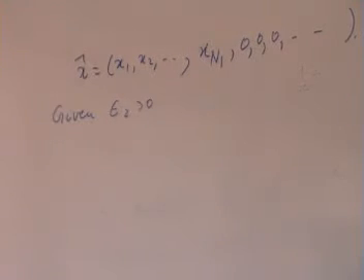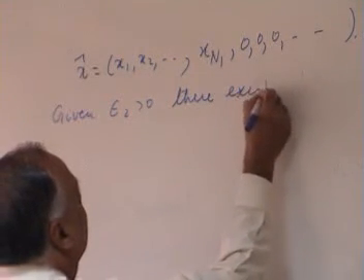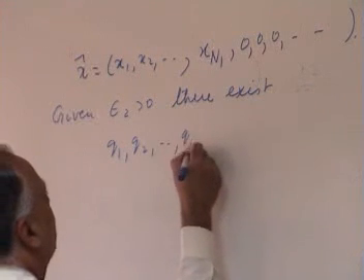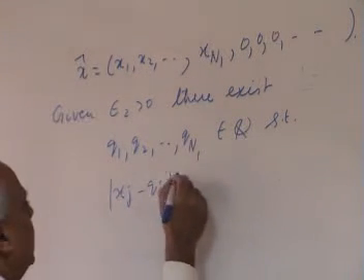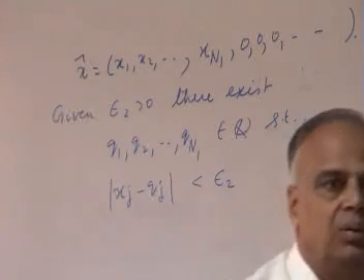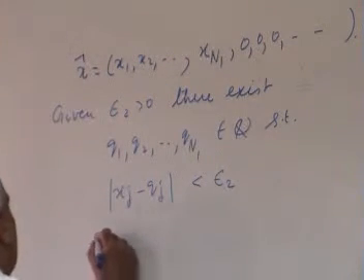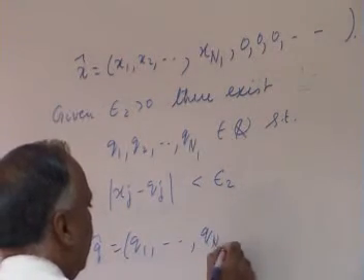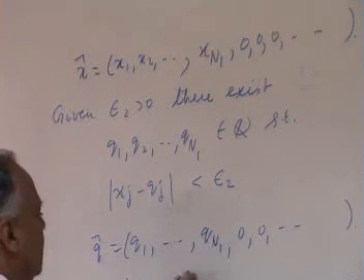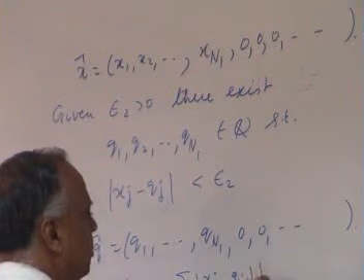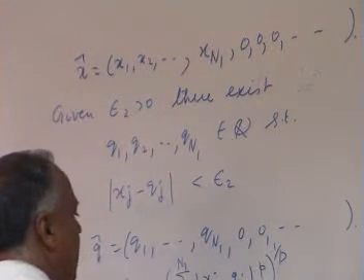So given epsilon 2 positive, I don't know what error I am going to choose. I will decide on the approximation that I want later. There exist q1, q2, up to q_n1 belonging to Q such that mod xj minus qj is less than epsilon 2. That I can do. And therefore, if I now let the vector q tilde be the vector q1, q2, up to q_n1 and then 0, 0, 0, 0, then what is the distance between x tilde and q tilde? That is equal to the summation of mod xj minus qj to the power of p, to the power of 1 over p, only from 1 to n1.